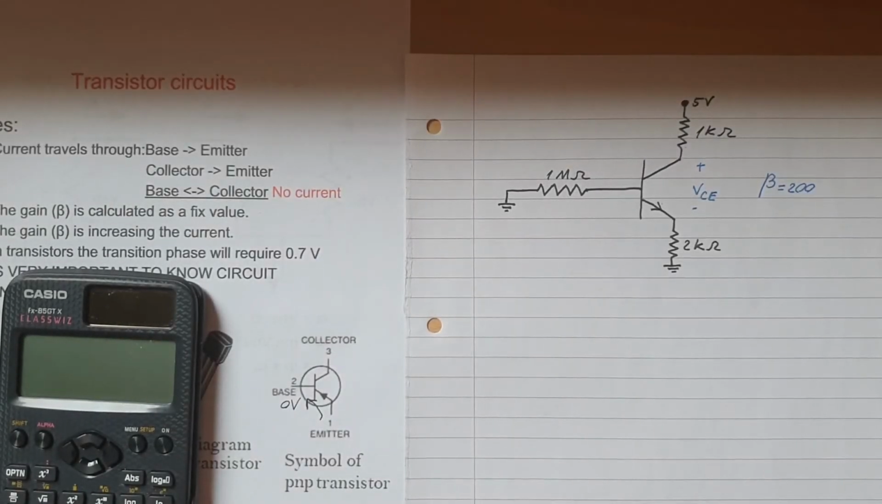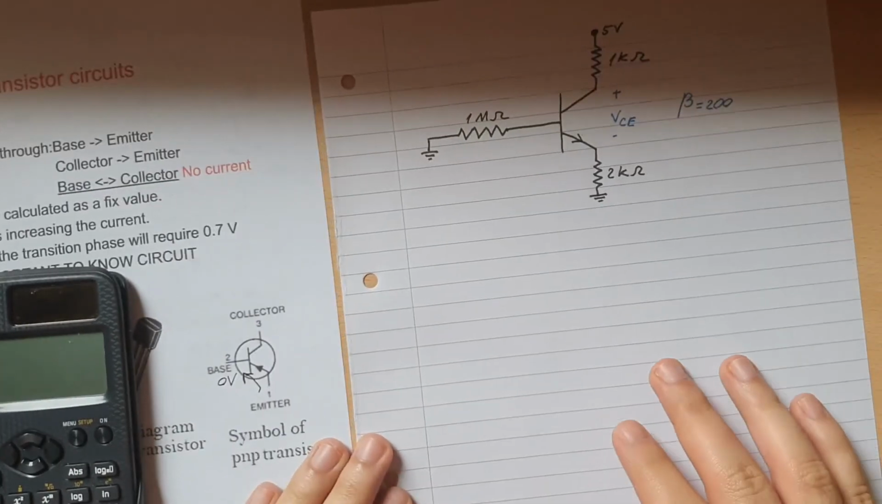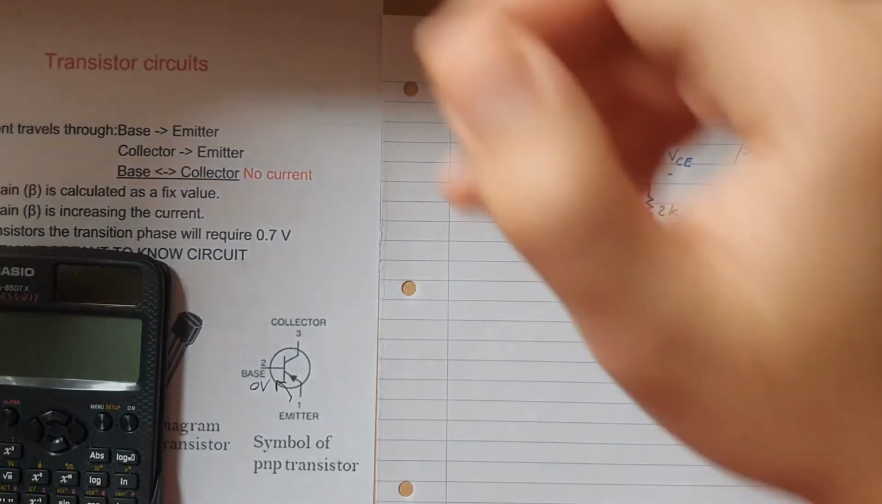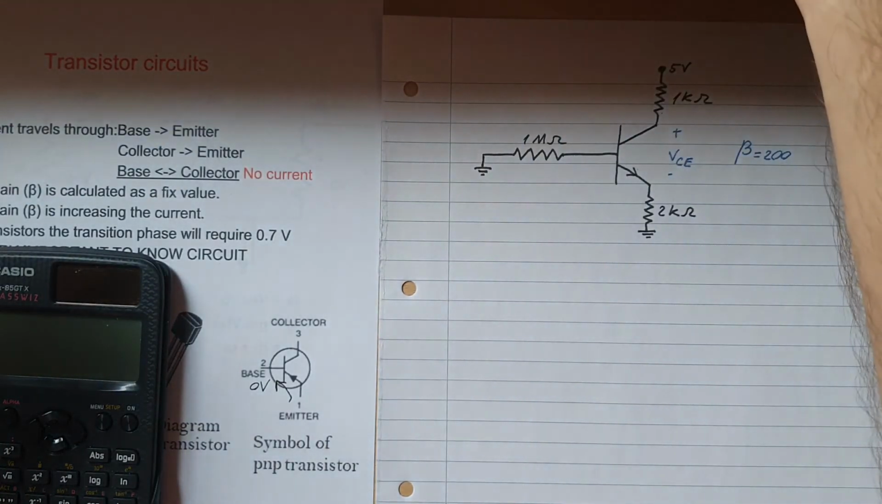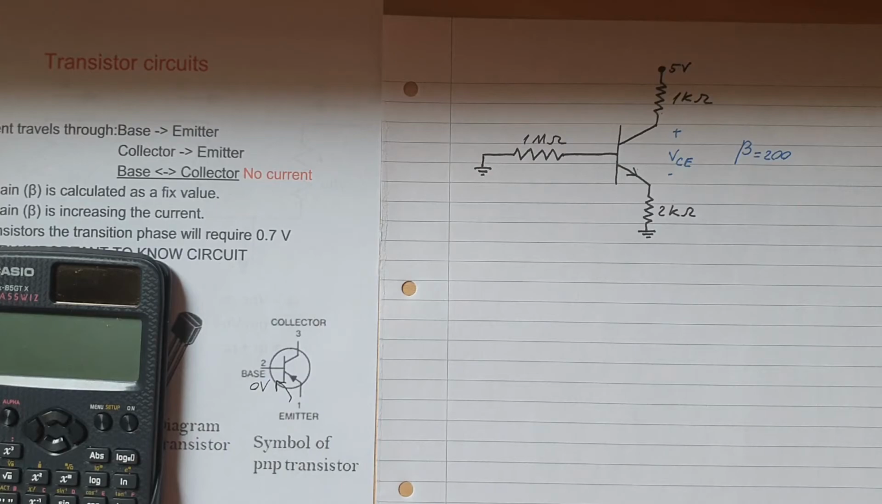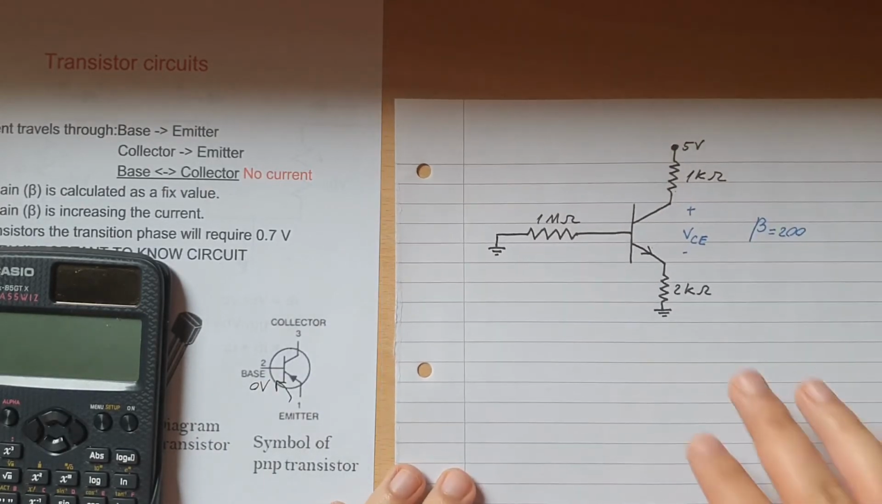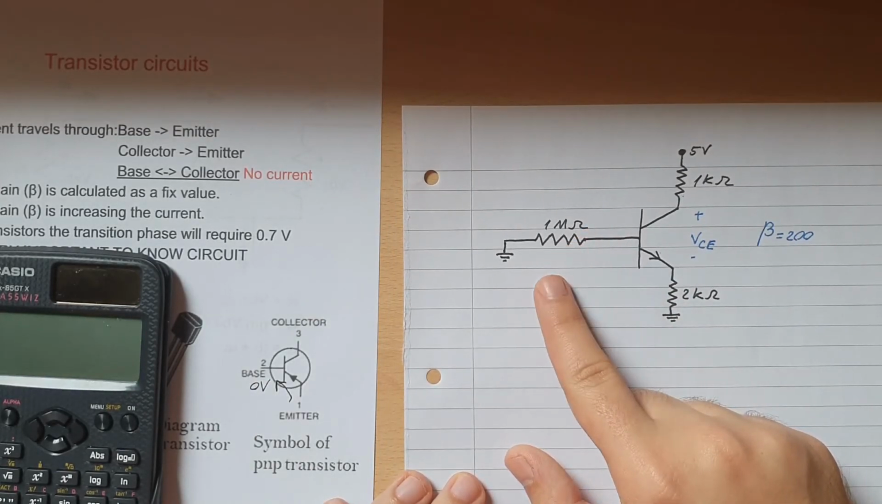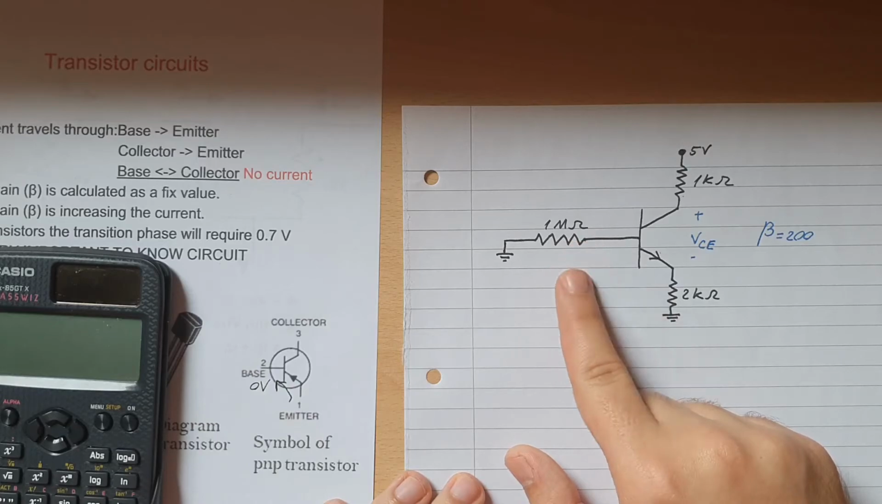Alright, so let's keep going. Now we're going to do another couple of simple problems. After a couple of simple problems, we are going to go to the more hard stuff. Now, this one is very simple again. The only difference is that now the base resistor is even smaller, 1 mega ohm.